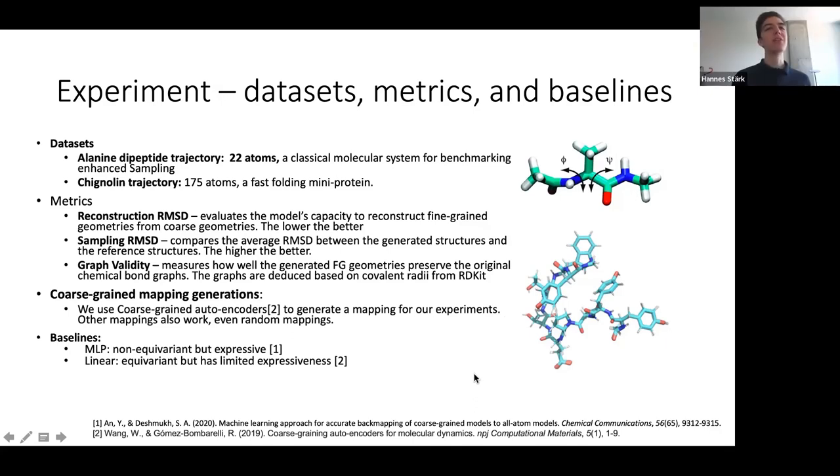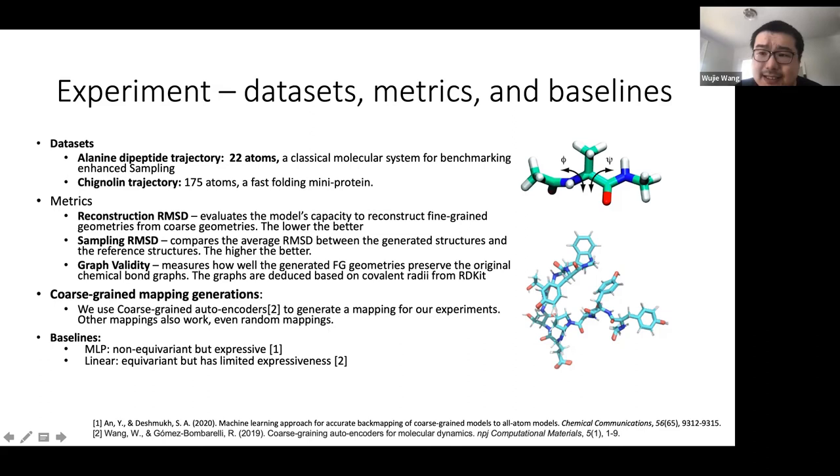So there are some coarse-grain mapping generations, like your third point. We use the coarse-grain autoencoders that we used in one of our early works. So that's basically training a deterministic autoencoder to learn the coarse-grain mapping. The basic idea is it learns to coarse-grain the collective motions together to maximally reproduce the fine-grain geometries. So this is just a mapping choice. I actually tried random mapping, it also works.